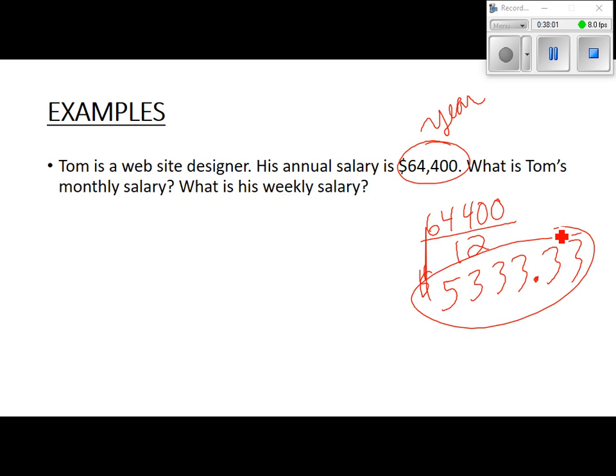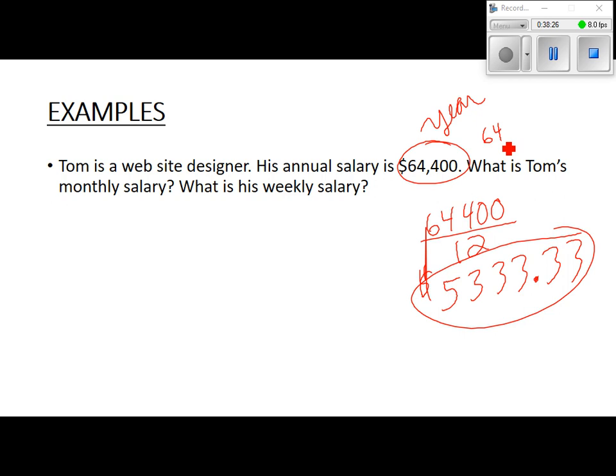Did it come out to 64,400? 63,000. What did it come out to? 64,000 what? 96. It came up to 63,900. 63,999.96. Let's go back and try this again.